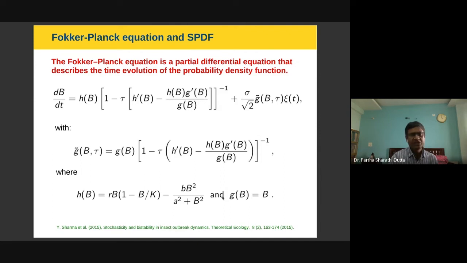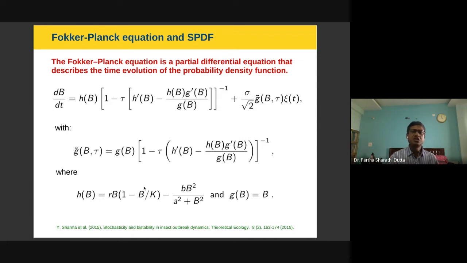So then I have the deterministic model dB/dt with that f(B), and then I have added B times epsilon(t), and then I have one equation for d epsilon/dt. After some calculation, I will end up with this equation of dB/dt, where g tilde(B, tau), h(B) and g(B) are given in this form.